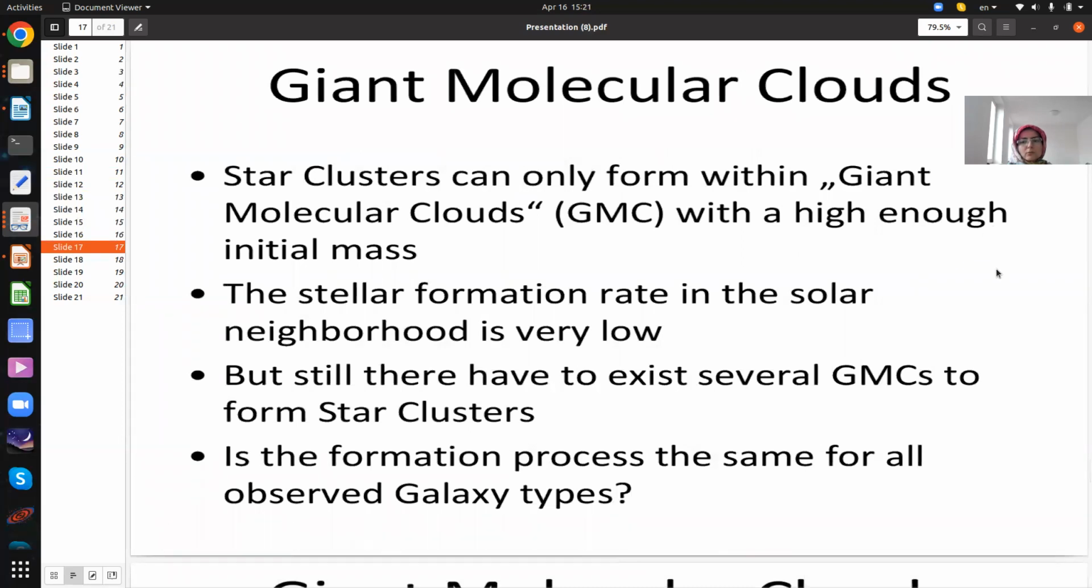Giant molecular cloud. Star clusters can only form within giant molecular clouds with a high enough initial mass. The stellar formation rate in the solar neighborhood is very low, but still there have to exist several giant molecular clouds to form star clusters. Is the formation process the same for all observed galaxy types? It's a question.